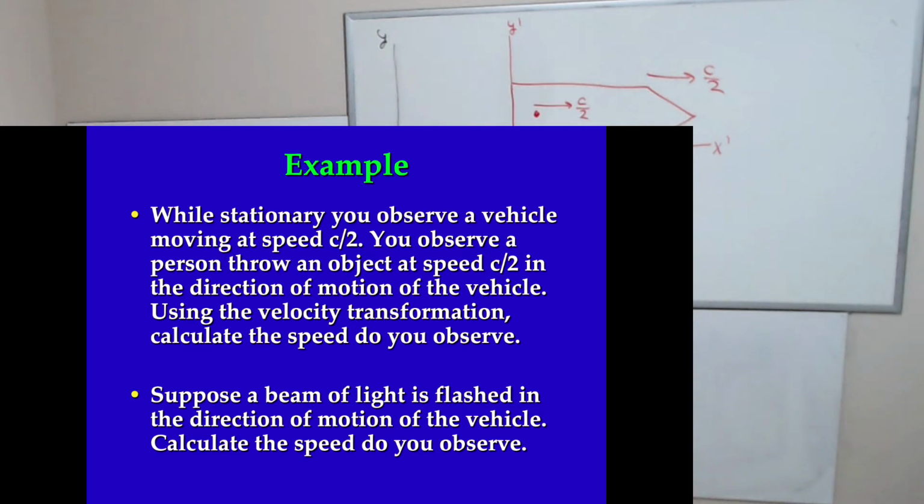We're going to assume you're the stationary frame, the lab. Normally we call it the lab frame. Okay, we want to see what speed you would observe. So you would think that c over 2 plus c over 2 is c, but that's not the case.